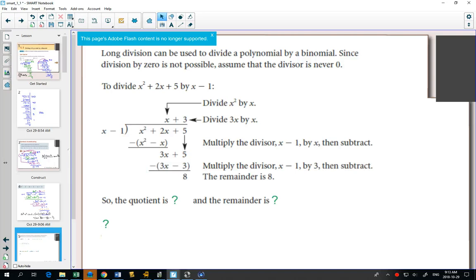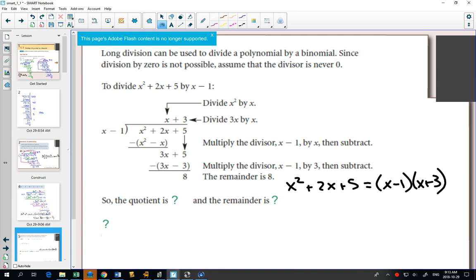What does this mean? This means if you tried to write x squared plus 2x plus 5 as x minus 1 times something, the closest you could get would be x plus 3, but it wouldn't quite work. Can you see if you FOIL this out, you would get the x squared. You would get the plus 2x, but you would be a little bit off. You'd be at minus 3 instead of plus 5. We have a remainder of 8 saying, oh, if we added 8 to this, it would work out. It doesn't work perfectly. We have to do something else. We have to add 8 to it to make it work out.